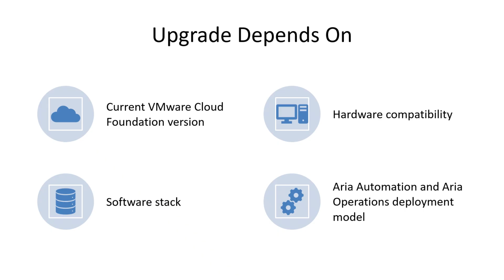Okay, so when you put all of this together, you can clearly see why VCF upgrades are never one size fits all customer requirements. The upgrade plan is built based on where the customer is today, what hardware they have, what software is running, and how their Aria components are designed. Okay, that's why VMware follows a structured, phased, end-to-end upgrade approach. Now let's move to the next slide and see how this upgrade journey is broken into different phases.